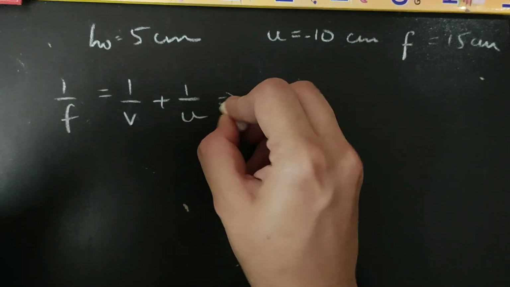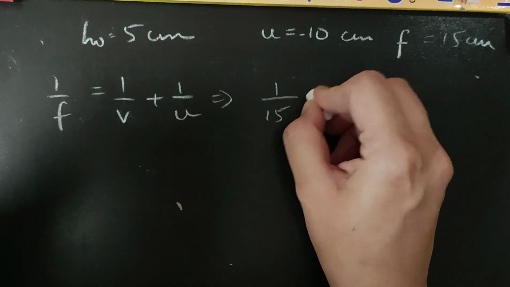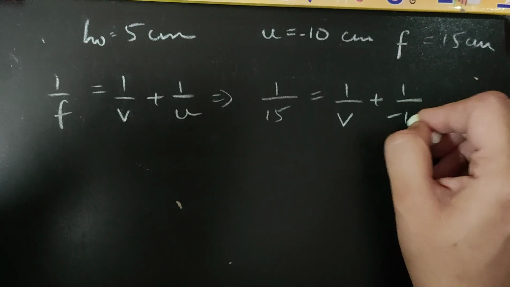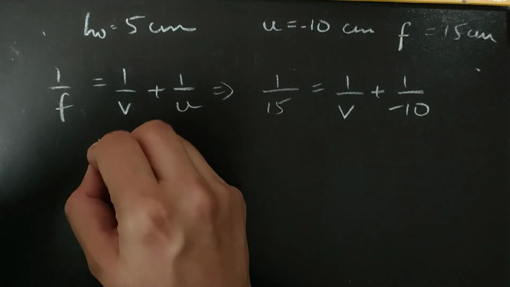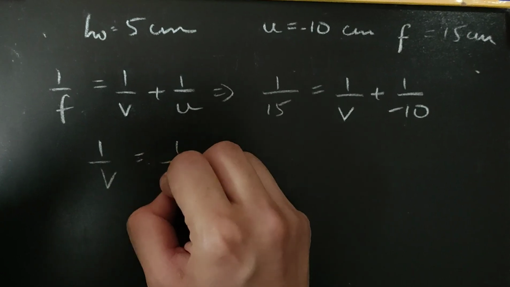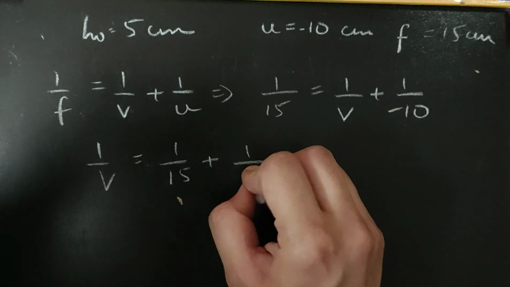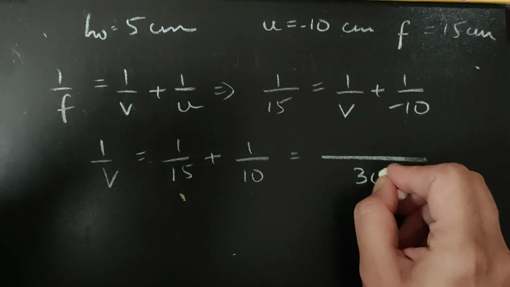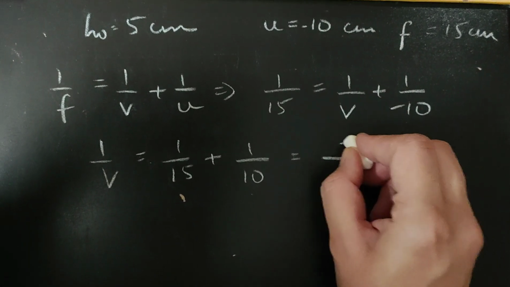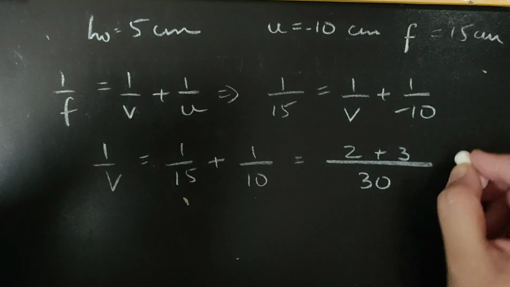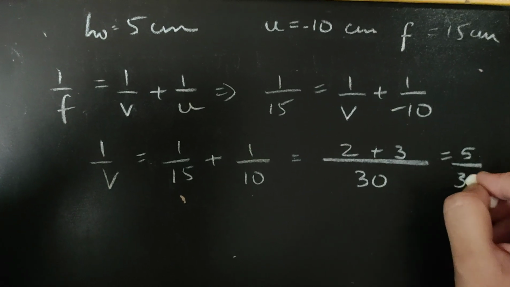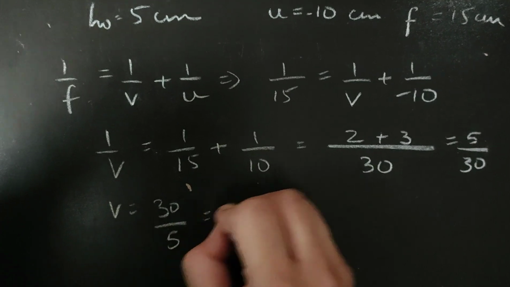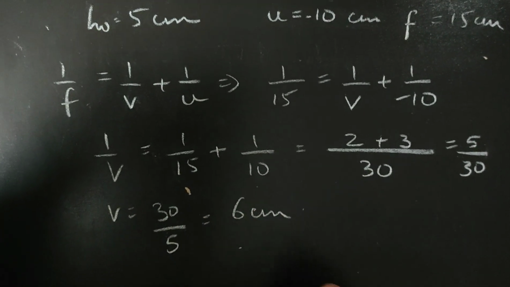So putting the values in the formula, 1 by f is 1 by v, we are going to calculate. 1 by u is 1 upon minus 10. Rearranging the terms to find v, 1 by 15 plus 1 by 10. So taking the LCM, this would be 30 and 2 plus 3. So that is 5 by 30. And v will be reciprocal, 30 by 5, that is 6 cm.